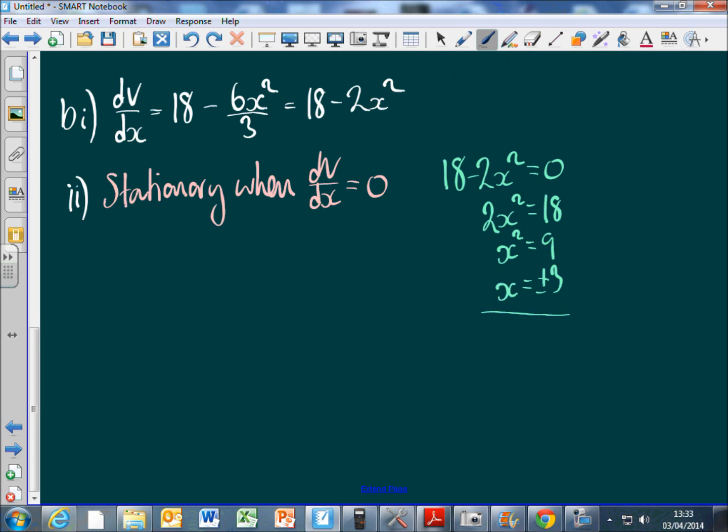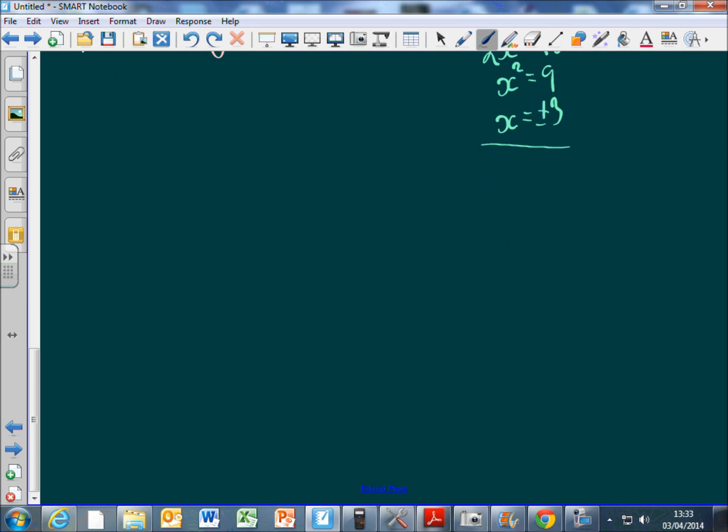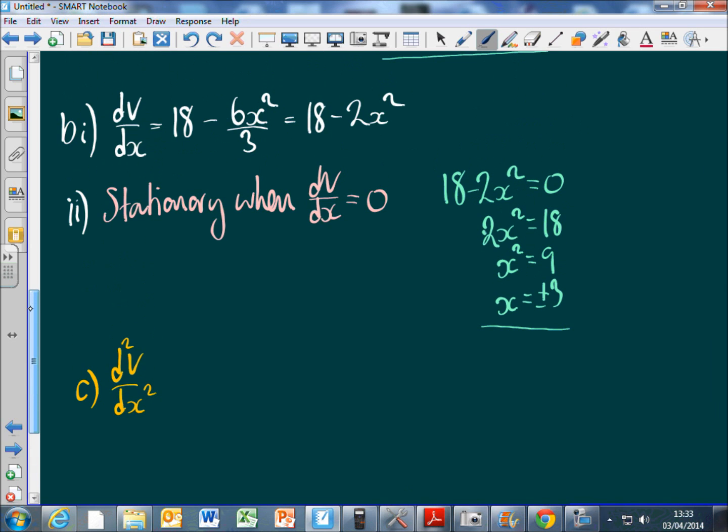So, yeah, if you want to determine whether it's a maximum or minimum, then you differentiate again. So this is part C. And when we want to find d2v dx squared like that, we're going to differentiate it again. Seb, do you want to do that? So we're differentiating that there. It's just minus 4x. So that's the second differentiation.